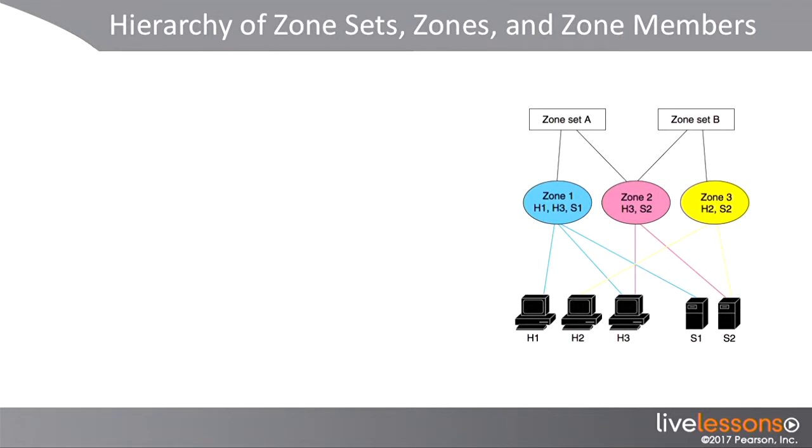So to the right, we have a logical representation of what our storage area network might look like, where I have, for instance, zone 1 that we have H1 and H3 connected to as initiators and S1 connected to as the target. So we can have multiple zones on our network, and zones once again provide a method for specifying access and who gets what access to which storage devices.